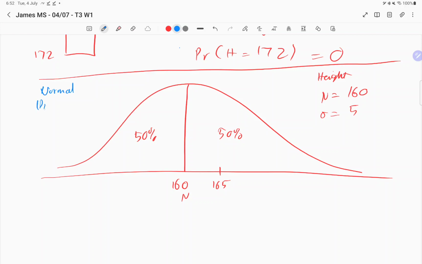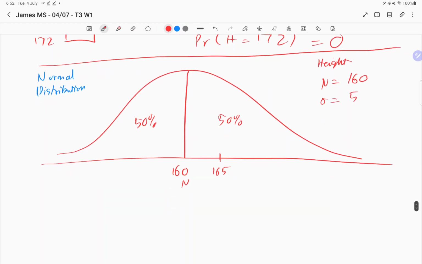And most things are normal. I'll get to that in a second. Most things in life are actually normally distributed. That's why this is a very interesting chapter. You learn the actual mathematics more in Unit 4. I think they might just introduce the idea now.